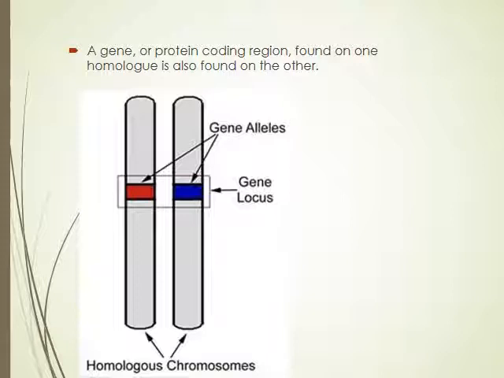So that's a lot of terminology I need you to know there. Gene, homolog or homologous pair, gene locus, and alleles. Sure, I'll give you a second to write that down if you haven't done so.